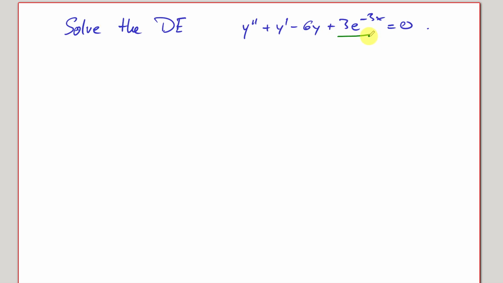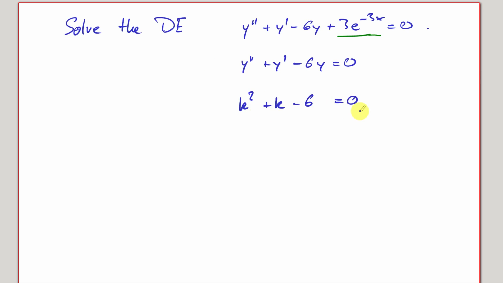So we see there's a term that contains only x and no y. So it's an inhomogeneous differential equation. We transform this into the homogeneous part. So we have y double prime plus y prime minus 6y equals 0. Now we have the homogeneous differential equation, and we know very well how to solve this, because we can transform this into its characteristic equation, which is k squared plus k minus 6 equals 0.